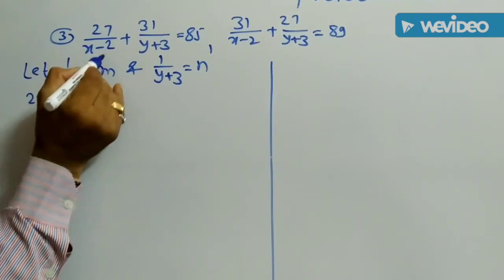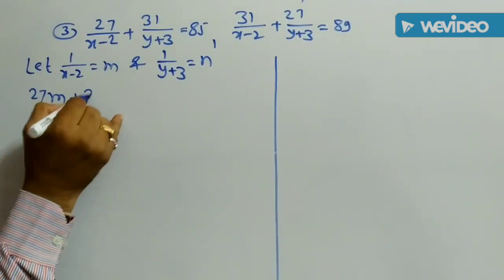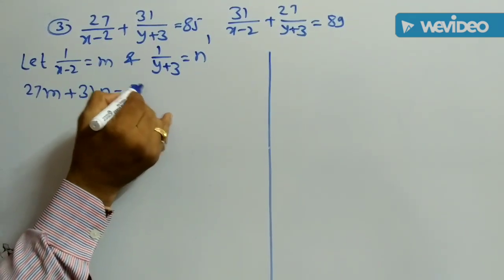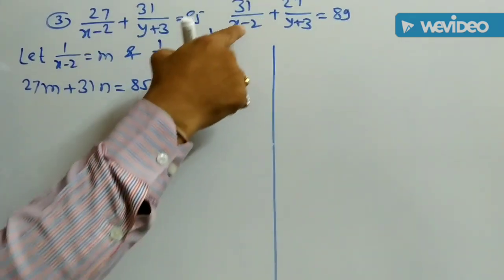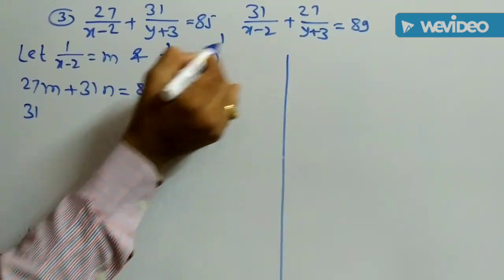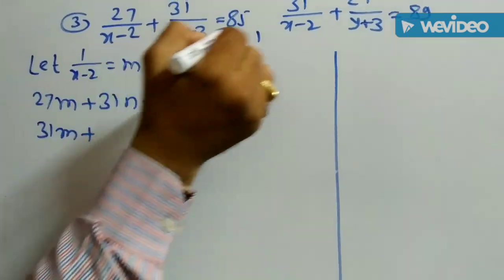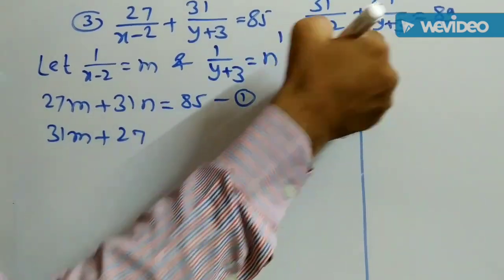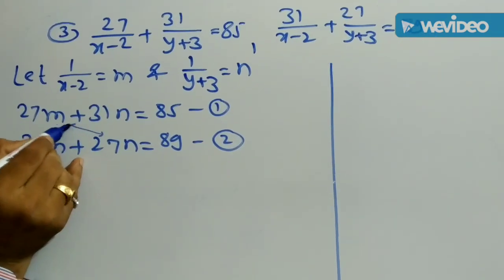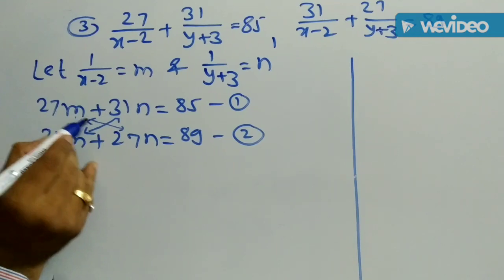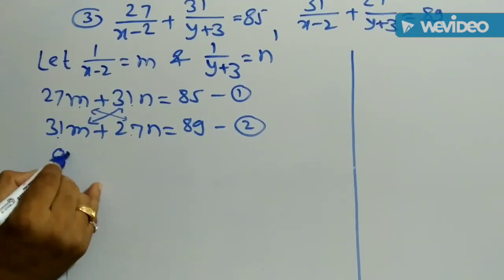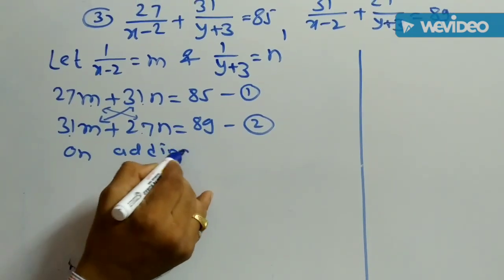27 times 1 upon x minus 2, that means m, plus 31 times 1 upon y plus 3, that means n, is equal to 85, equation 1. Now for the second equation, 31 times 1 upon x minus 2, instead of that we write m, plus 27n is equal to 89. Now if we see both the two equations, the coefficients of m and n are interchanged, 27, 31 and 31, 27. Therefore firstly we take the addition.